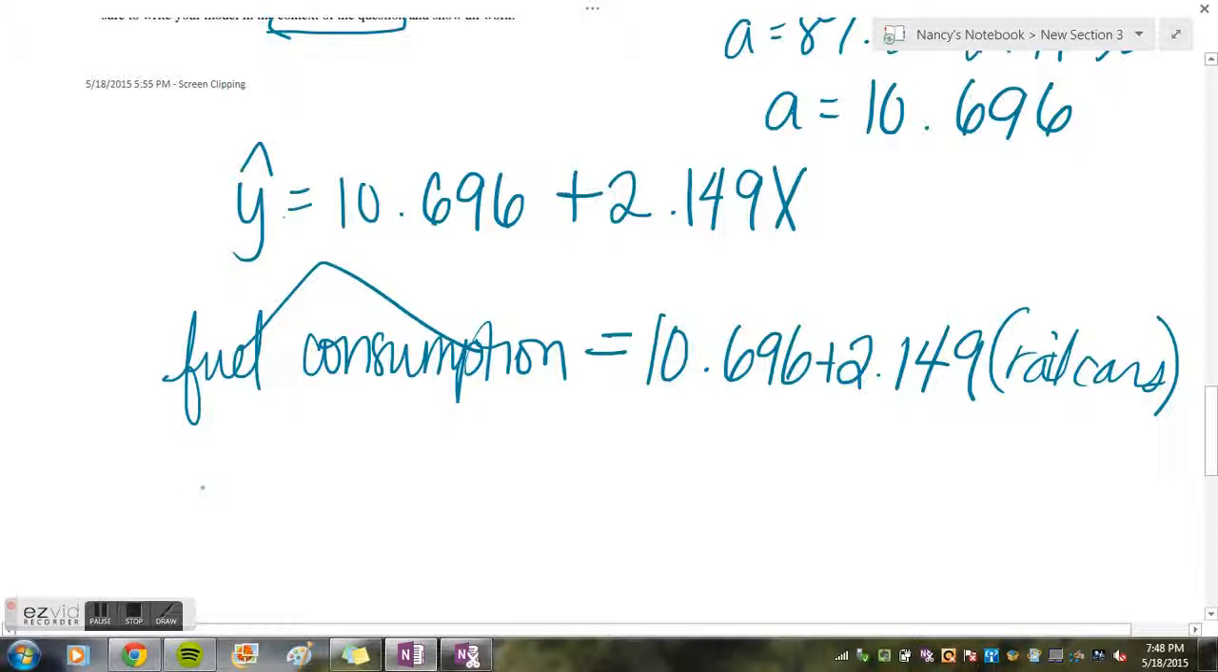number of rail cars. So that is it, and I hope you enjoyed the lesson.